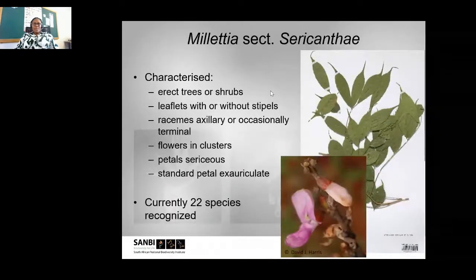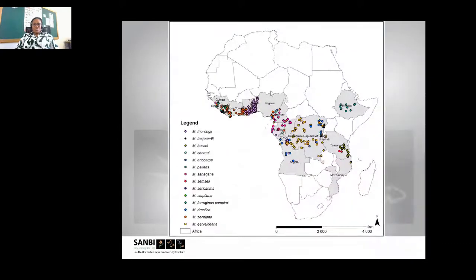Coming to section Sericanthae, it is characterized by erect trees or shrubs. The leaflets are with or without stipules. Racemes are axillary or occasionally terminal. Flowers are in clusters, and petals are sericeous, and also the standard petal is exauriculate, compared to the section Compressor gematae, where the standard petal was auriculate. There are about 22 species that are recognized in this section. The section is widely distributed across east, central, and further west to countries such as Guinea and Sierra Leone in West Africa.